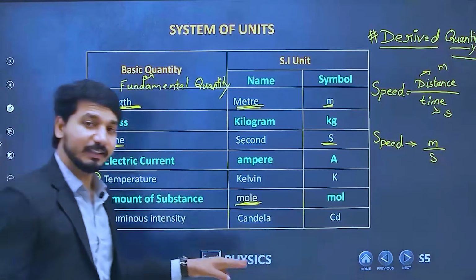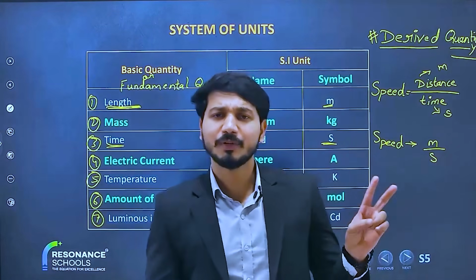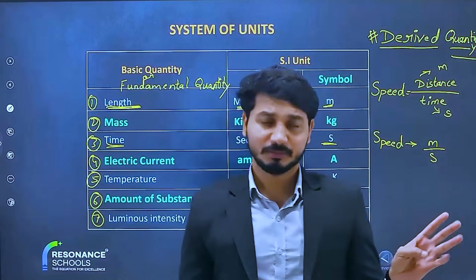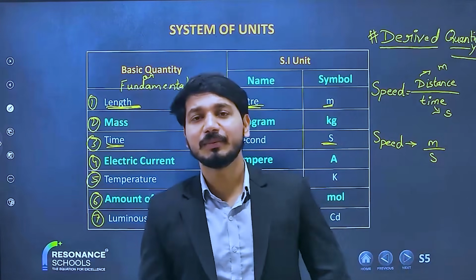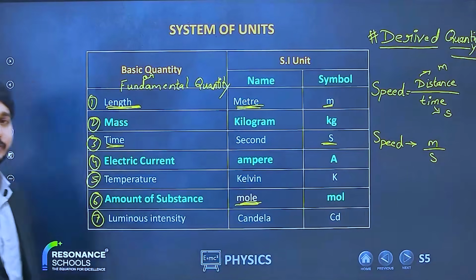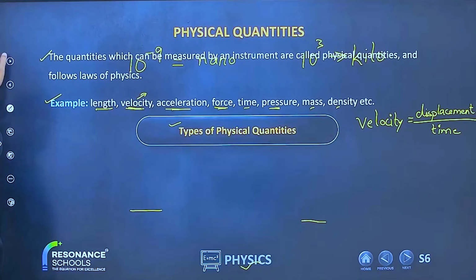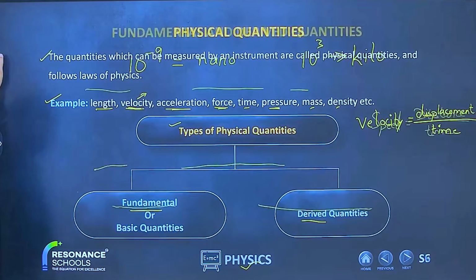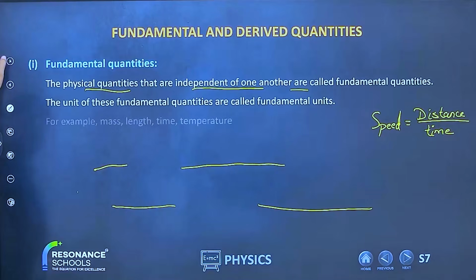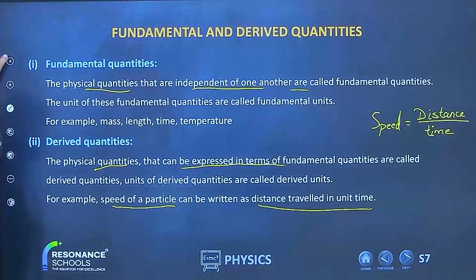Other than this, whatever quantities you are seeing in your surrounding, like speed, velocity, distance, all these things will come as derived quantities. Force, acceleration, if you study, will come under derived quantities. This is all we had discussed in our previous classes already. For those who were not aware of them, I am just recapping it.